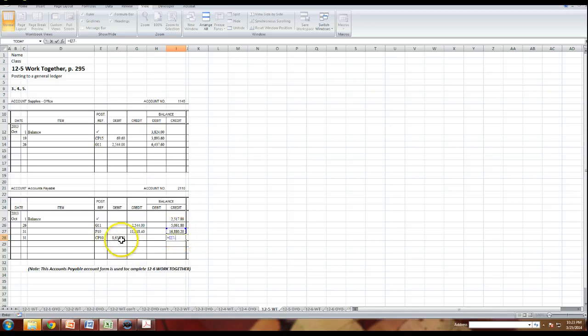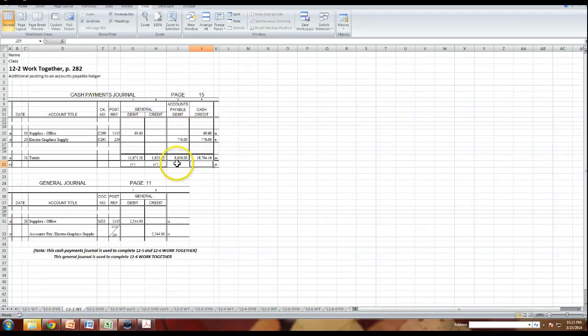So a debit, subtract a credit. I'm sorry, we had a credit. We're going to subtract the debit, hit enter. This is our new balance. And don't forget that we need to go put this account number back in the journal that we posted from. So we're going to go back to our cash payments journal, and it's account number 2110. Cash payments journal 2110.